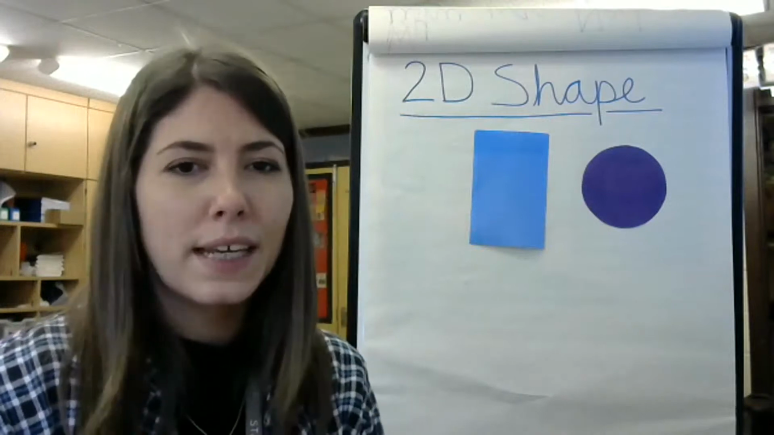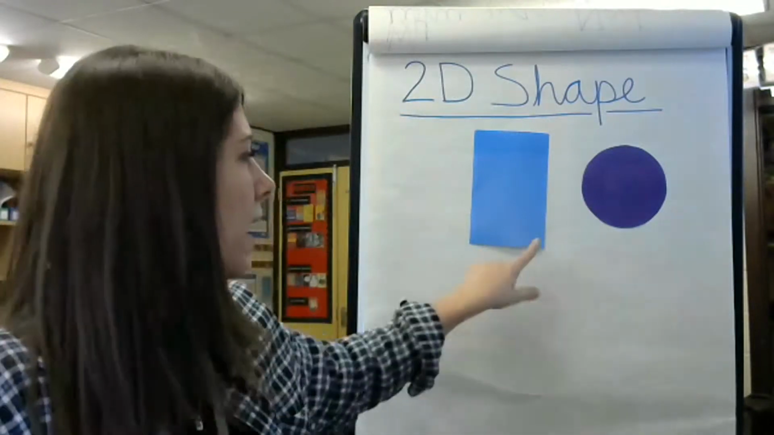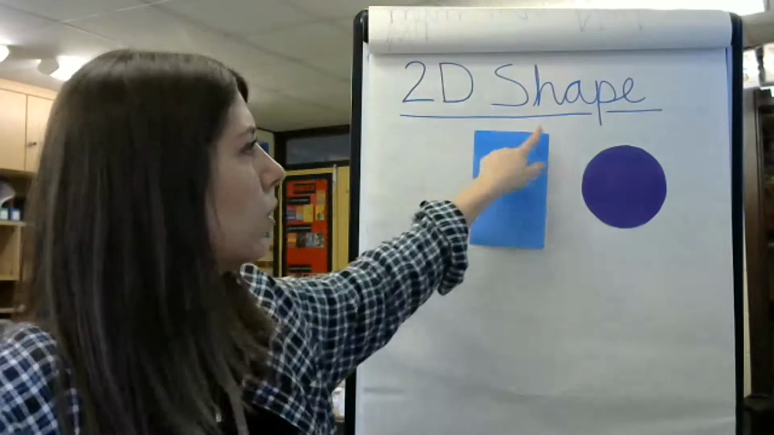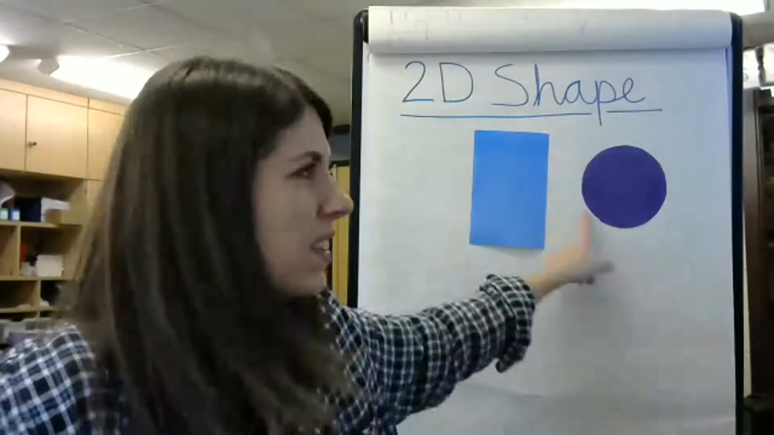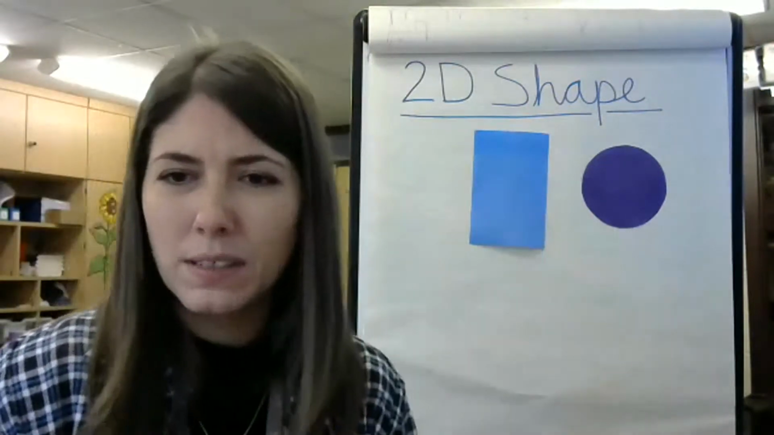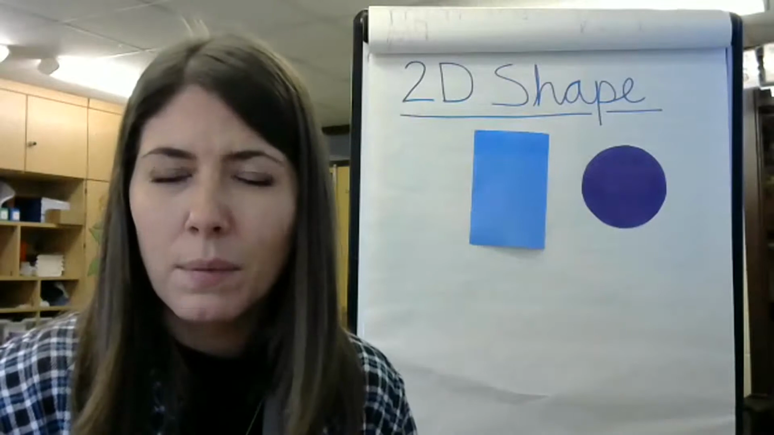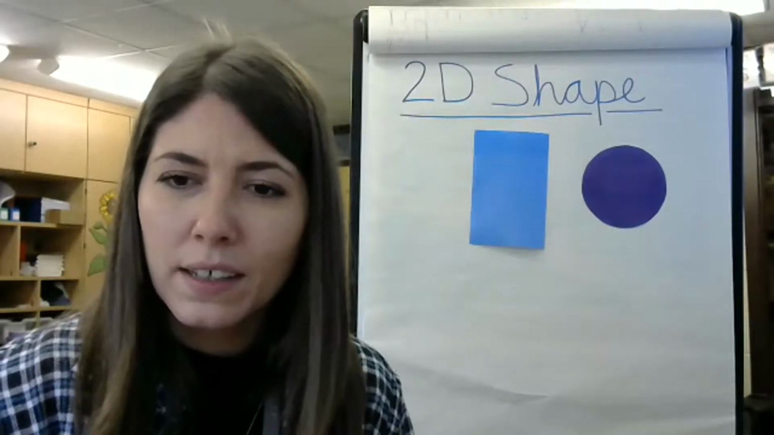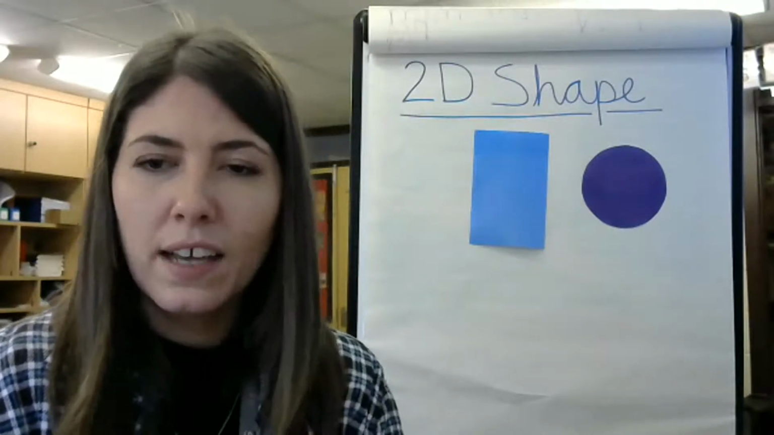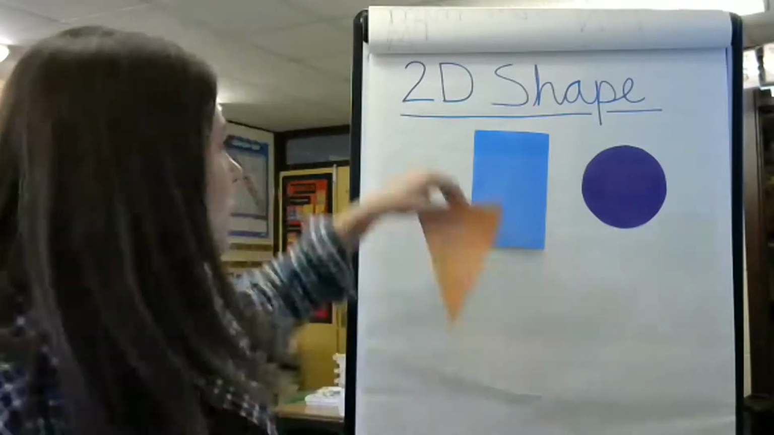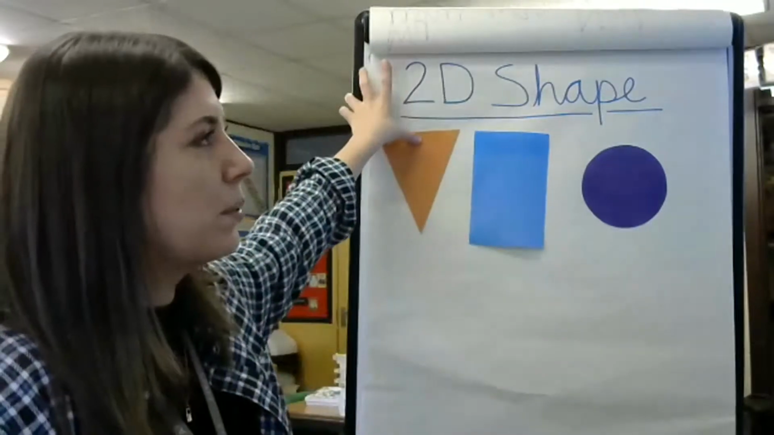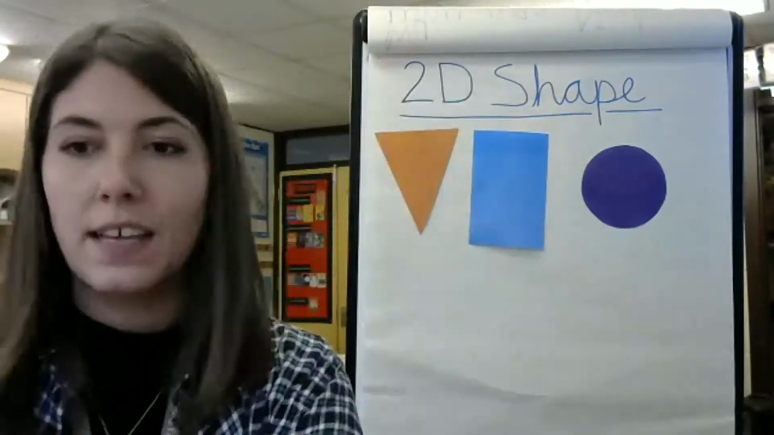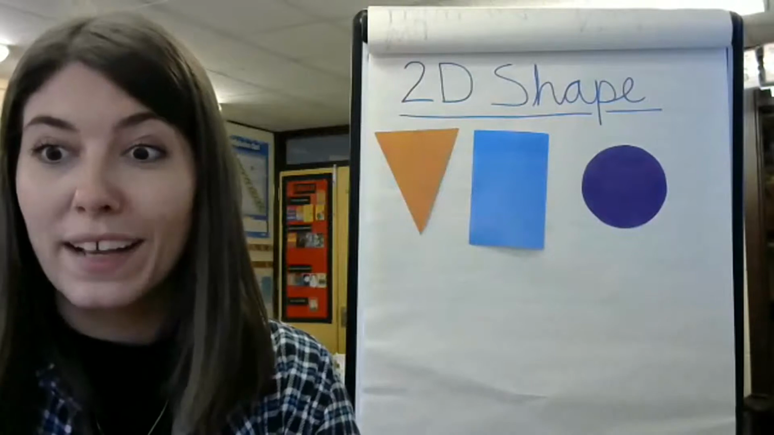Also, I can see that that rectangle has 4 corners. The circle doesn't have any corners. I'm going to add some more shapes in here and see if you can then have a look at what you notice next. Maybe you could name them as I put the shapes up. That is a triangle.